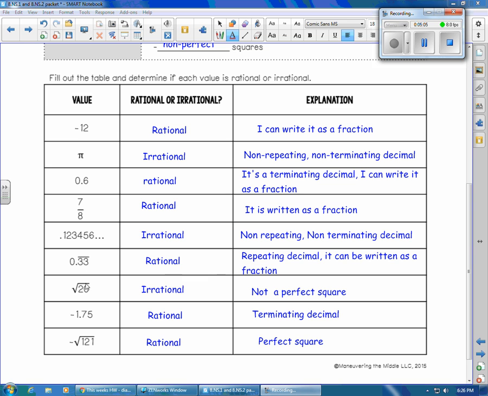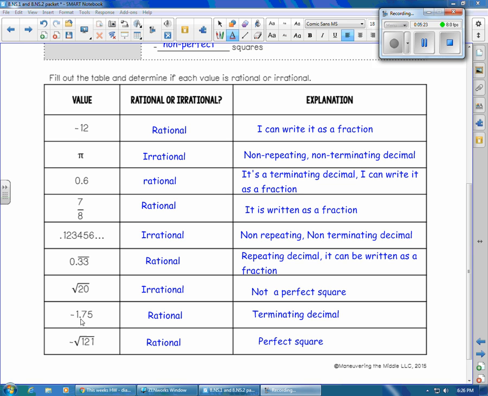Okay, so 0.33 repeating, it is rational. Why? Because it's a repeating decimal. And we learned in the last lesson, I can write a repeating decimal as a fraction. The square root of 20 is irrational because it's not a perfect square.